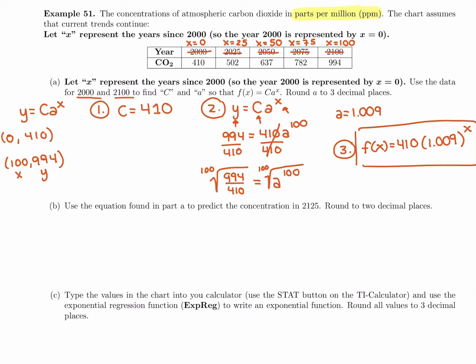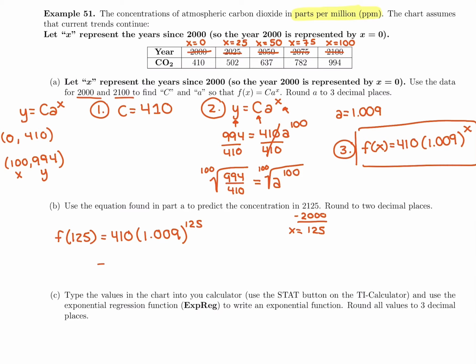It says use the equation that we just found in part A to predict the concentration in 2125. So how many years after 2000 is that? It's 125 years later. So I'm going to plug in f of 125 for my x value. I'm going to grab my calculator and do 410, parentheses 1.009, and raise it using the caret button above the divide symbol to the 125 power.